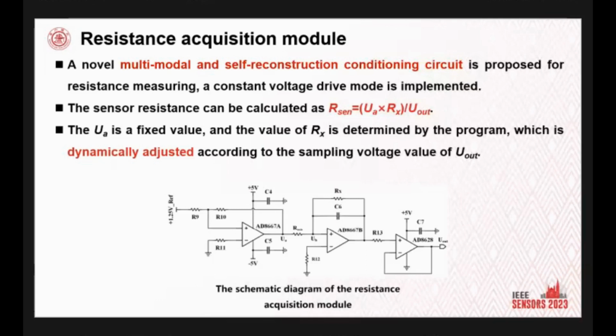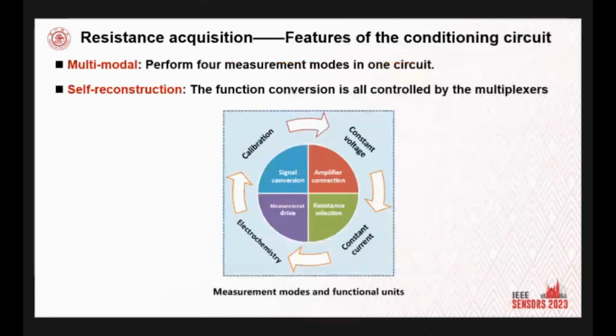In this work, the U_A is fixed, and the R_x is dynamically changed according to the voltage output U_out. The next is a more detailed description of the resistance acquisition module. The multi-module self-reconstruction front-end conditioning circuit is designed to achieve high precision and a wide range of resistance.